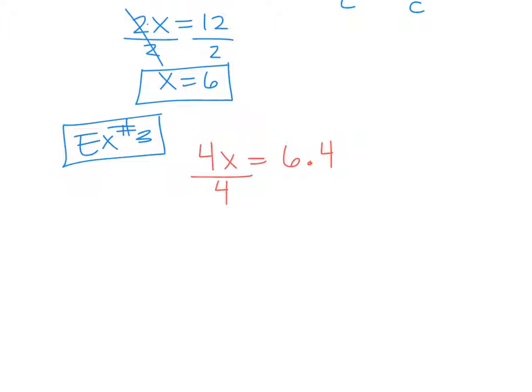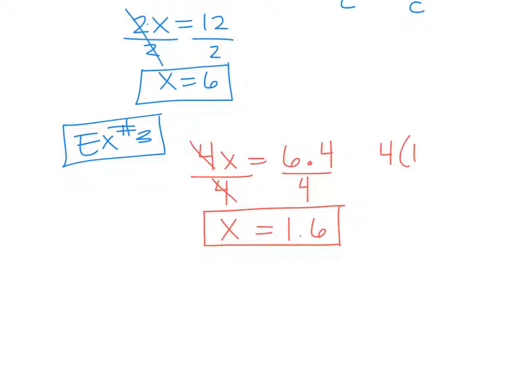So when you divide by that same number, 4 divided by 4 is 1. So essentially we have 1x, which we are just going to call x. Okay, and then 6.4 divided by 4 comes out to 1.6. How do you check your answer? Plug it in. You can plug it into your calculator. 4 times what you got, 1.6, should equal 6.4, and it does. 6.4 equals 6.4. So then we know it checks out.